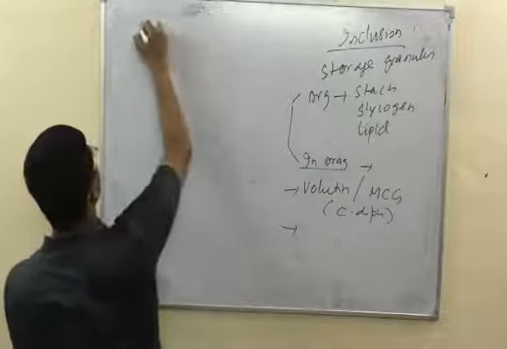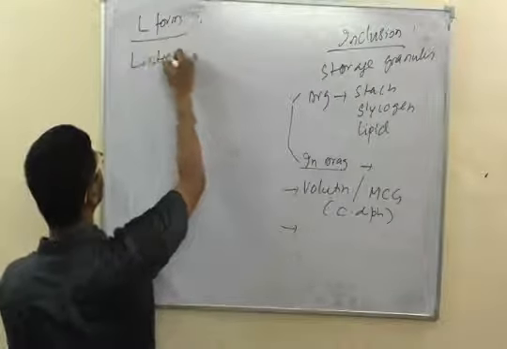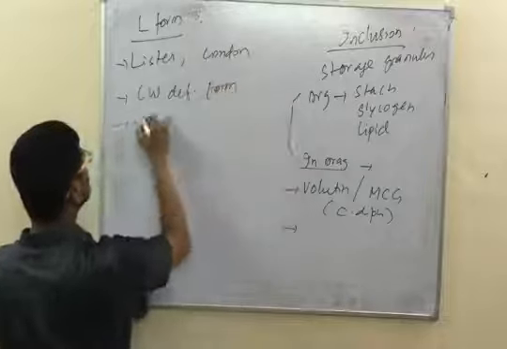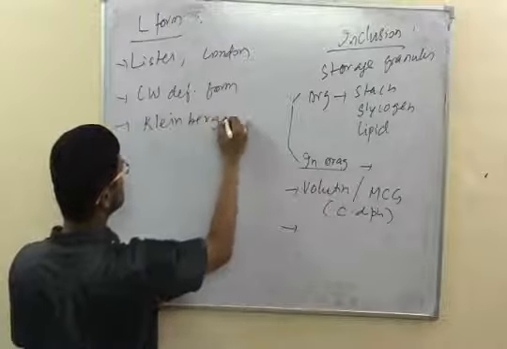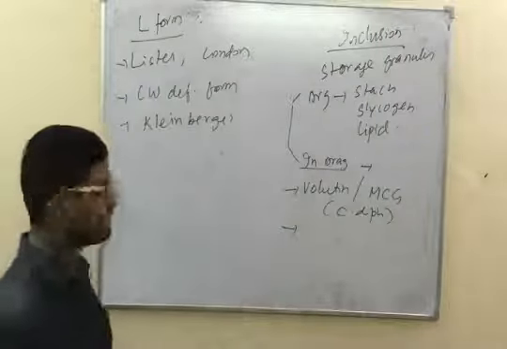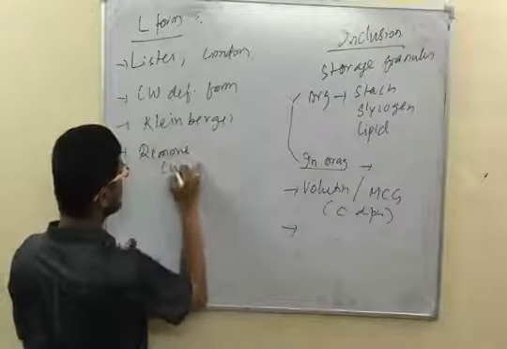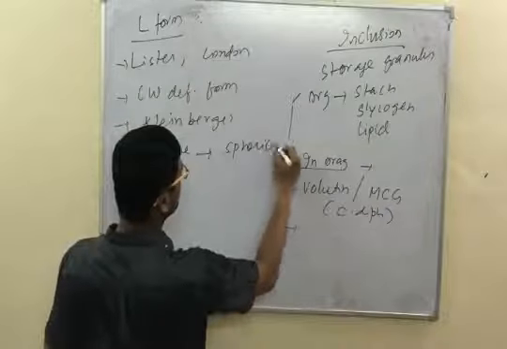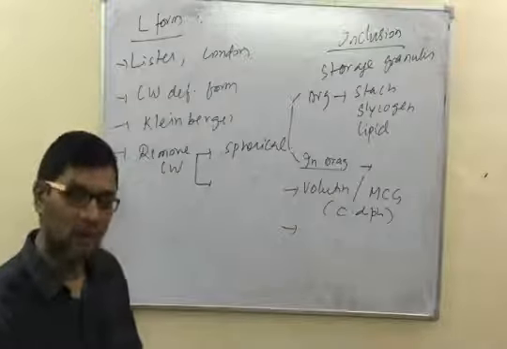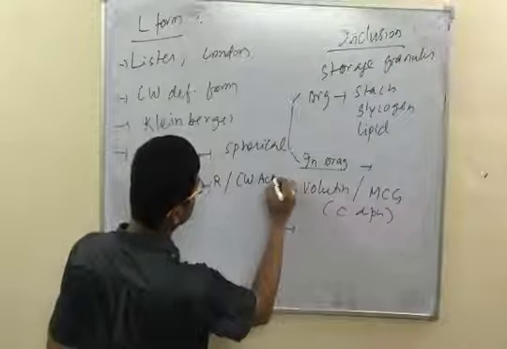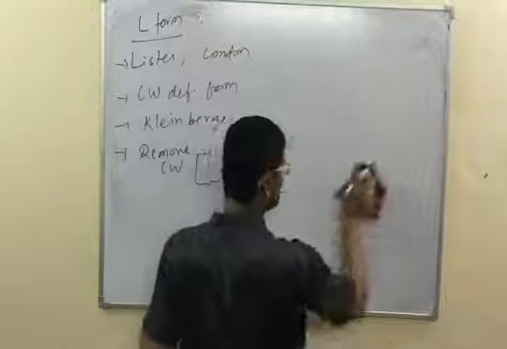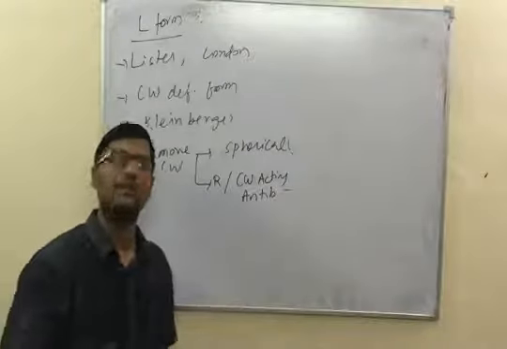Fine. There is something about L form. L stands for Lister Institute, London. And this is the cell wall deficient form of the organism discovered by the scientist Klieneberger in Lister Institute, London. They say that irrespective of the original size and shape, if you remove the cell wall, the bacteria becomes spherical in nature. And as the cell wall is not there, the bacteria will be resistant to the various cell wall acting antibiotics. So please remember, it is a means of showing bacterial drug resistance, because L form is a form where the cell wall acting antibiotic will not work.